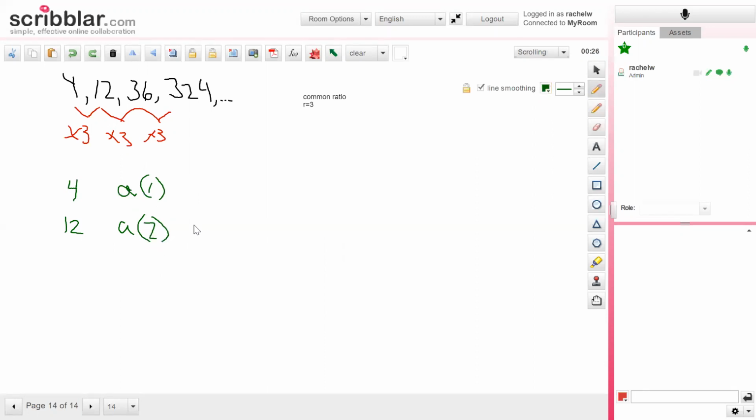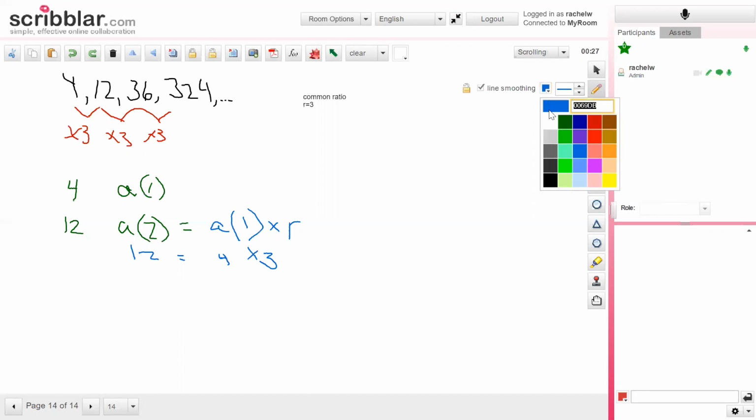And you'll notice this is where we can start building the formula. So 12, that was equal to 3 times 4. Remember that 4 is the first number, so that's A of 1. And then we multiply it by R, the common ratio 3. So we can say 12 equals 4 times 3. This is the first time you see that formula start to build here. Let's do one more term in this sequence.